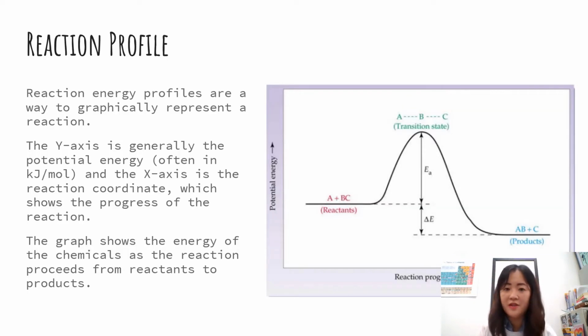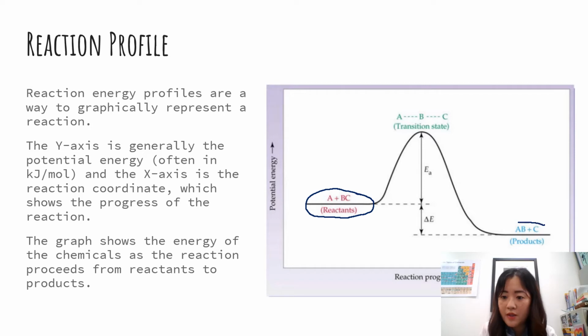A reaction profile is basically a way to look at the potential energy that your reactants and your products have during a chemical reaction as time passes. You can see our x-axis is looking at the reaction progress, which is what's happening from the left, the reactant side, over to the right side, the product side. There are a few parts of this graph you want to take special note of. The reactants are labeled on the left side.